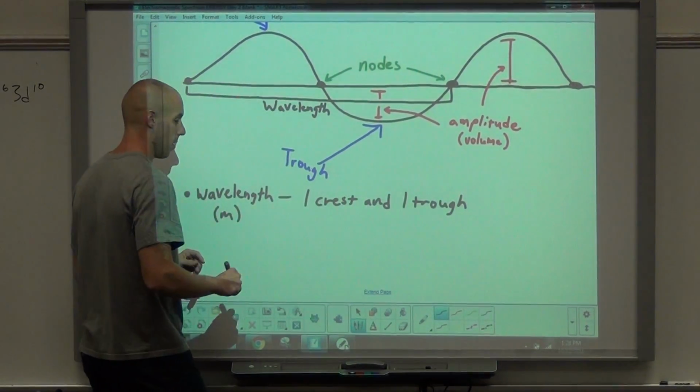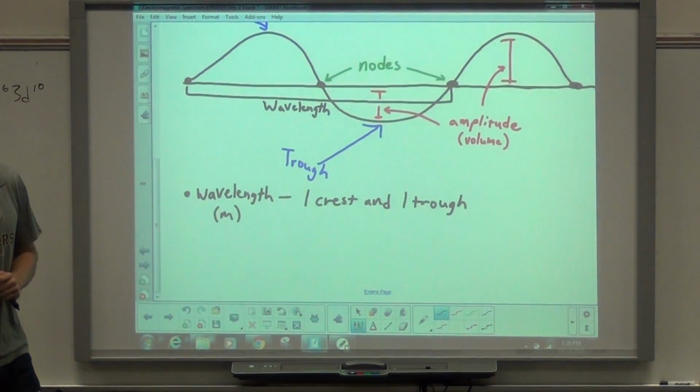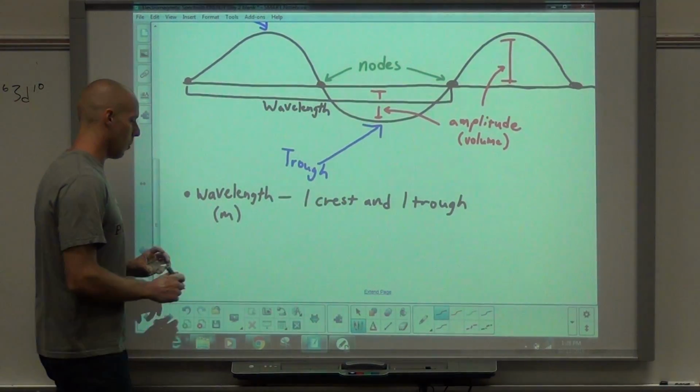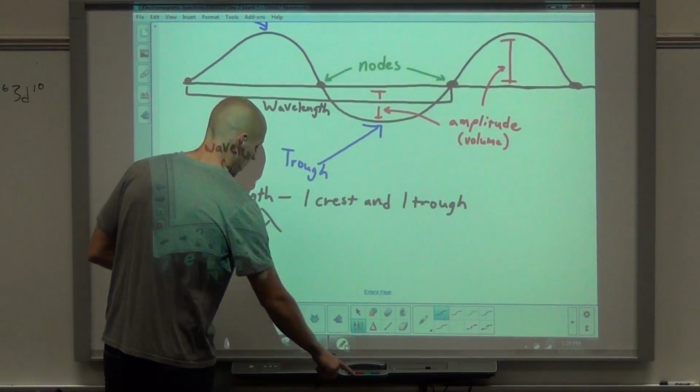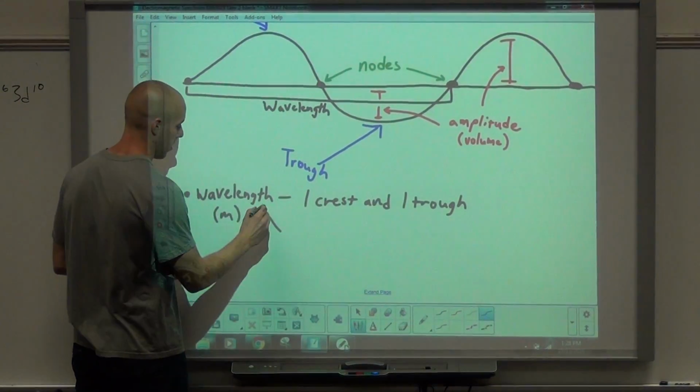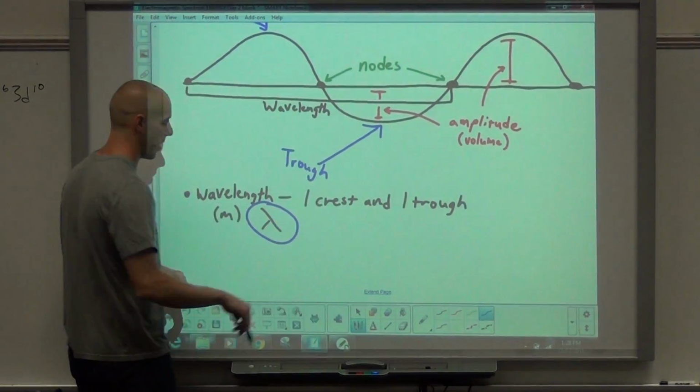And we're going to have some equations that deal with wavelength today. When we have equations, we have a symbol that represents wavelength. That's the Greek letter lambda, and it's right here.